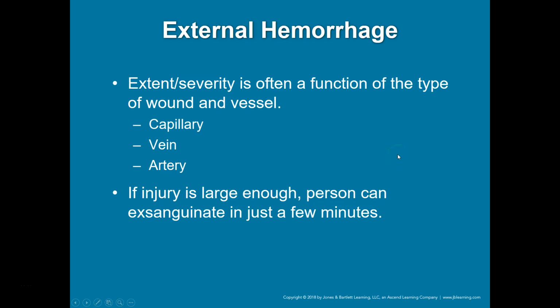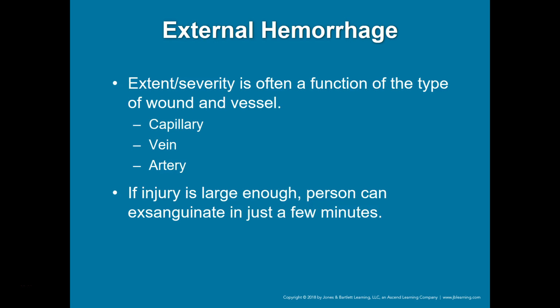So the extent and the severity is often a function of the type of wound and the vessel that's damaged. A very easy way to remember hemorrhage is through a laceration. Let's imagine a laceration to a capillary bed. It's going to be a very slow, oozing type bleed. It's not going to be very critical in nature, and it's also going to be very easily controlled.